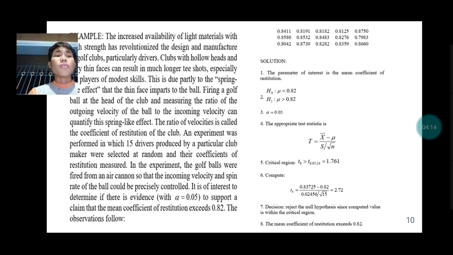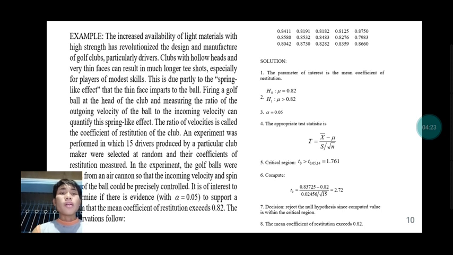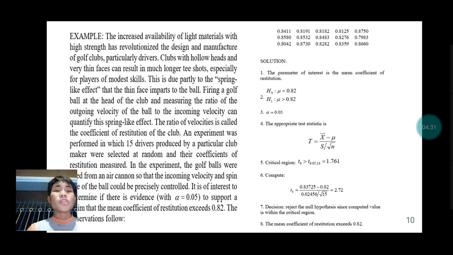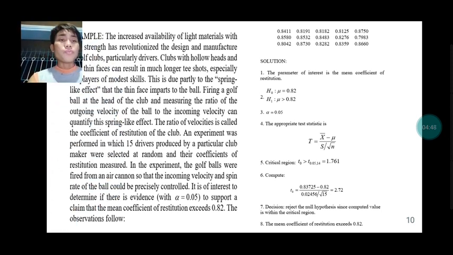Also here, we have another example. The increased availability of light materials with high strength has revolutionized the design and manufacture of golf clubs. Here the ratio of velocities is called the coefficient of restitution of the club. An experiment was performed in which 15 drivers produced by a particular club maker were selected at random and their coefficients of restitution measured. So here we are going through the problem and we have the solution.